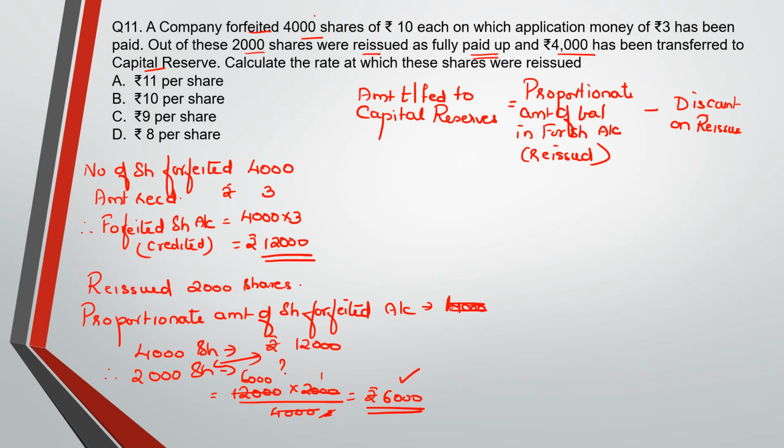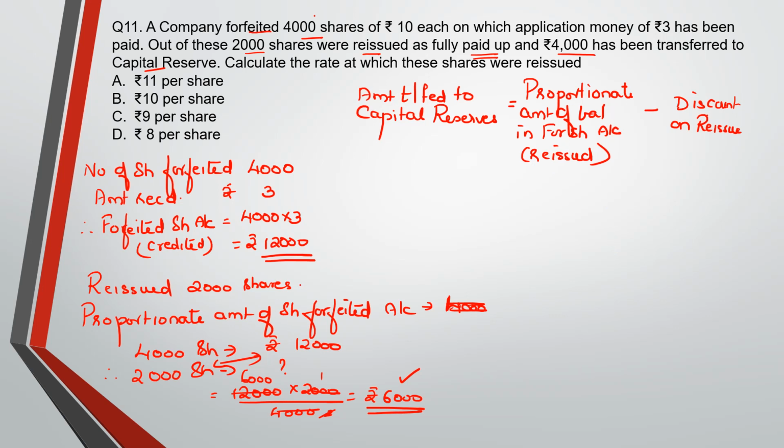But there's a limit to that also. The maximum amount of discount that can be passed on to the new shareholder on reissue of these forfeited shares would be restricted to the amount that was received from the defaulting shareholder. That is, it would be restricted to the amount which is credited to the forfeited share account. Like in this case, 12,000 rupees was paid by the old shareholder, so the maximum discount that can be given to the new shareholder to whom the shares are being reissued would be 12,000. So that is the concept here.